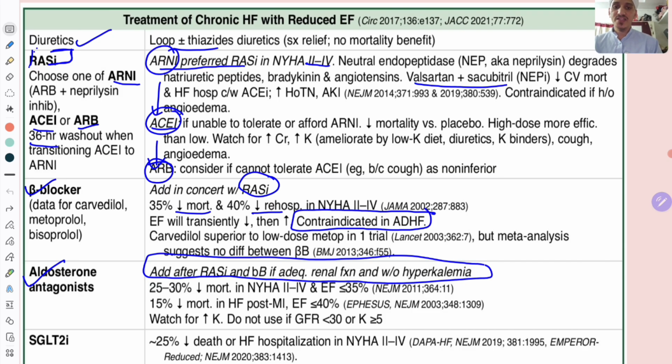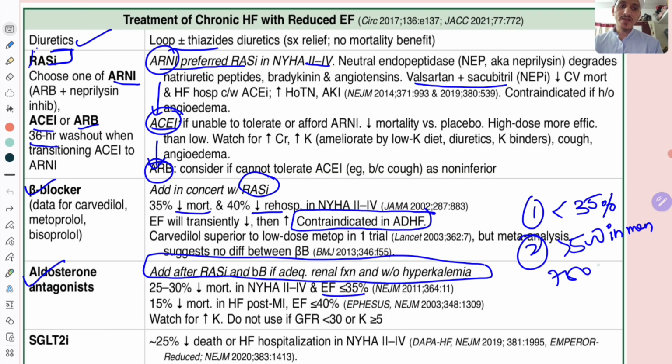Okay, without hyperkalemia, and ejection fraction is still less than 35%. So mainly in patients, there are two indications for an aldosterone antagonist. One is if the patient, after taking RAS inhibitors plus beta blockers, still has a decreased ejection fraction of less than 35%, you should use aldosterone antagonist. The second indication is if the NT-proBNP is more than 500 in men or 750 in women, then also you should use an aldosterone antagonist.